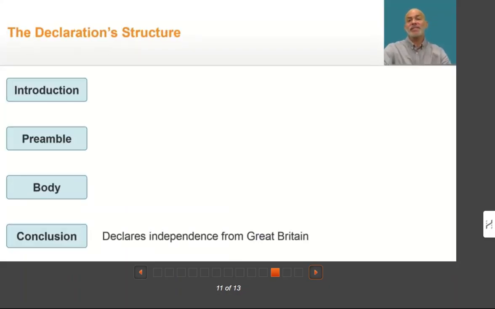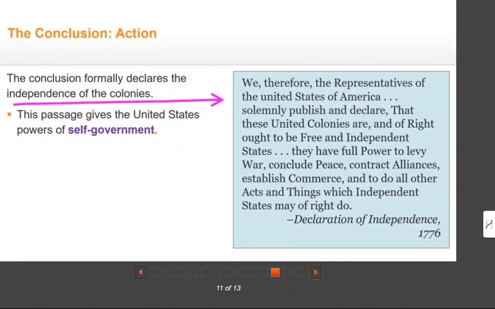The conclusion of the Declaration of Independence formally declares that the colonies are no longer colonies, but free and independent states. The final paragraph of the Declaration of Independence is clear and straightforward. The conclusion formally declares the colonies' independence, calling them the United States of America. It reads, "These united colonies are, and of right ought to be, free and independent states."